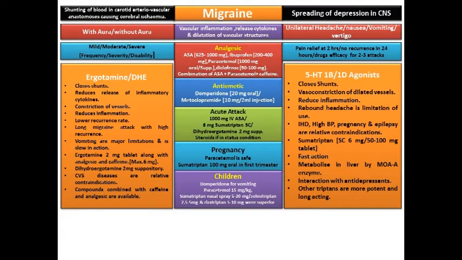For children, domperidone for vomiting. You don't want children to land up with a lot of extrapyramidal side effects. Paracetamol 15 milligrams per kg; you calculate the dose as per the kg. Nasal sprays of sumatriptan are available, 5 to 20 milligrams, or zolmitriptan 2.5 to 5 milligrams, and rizatriptan 5 to 10 milligrams were found to be superior to sumatriptan.